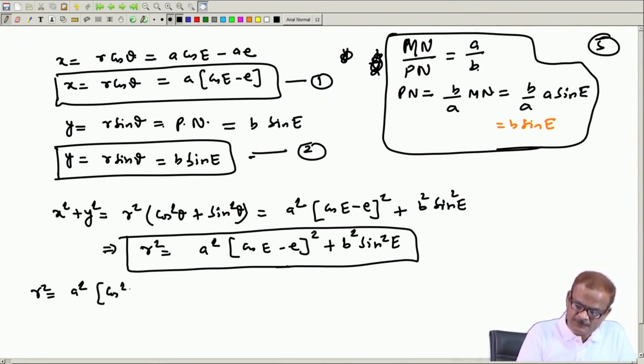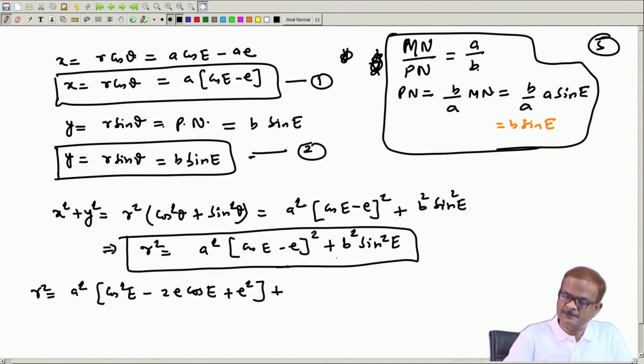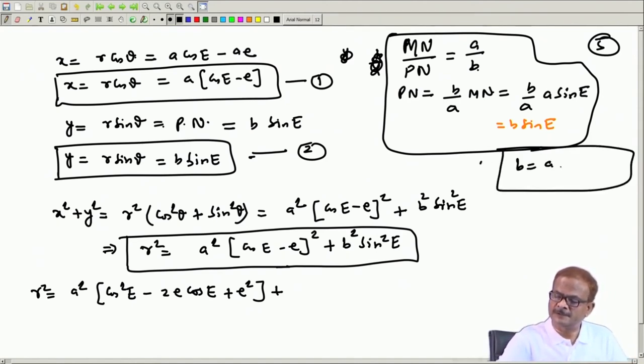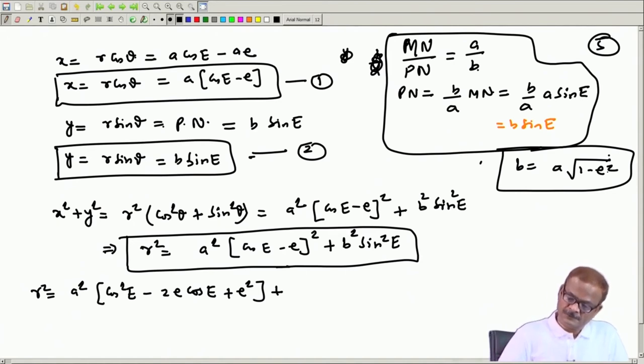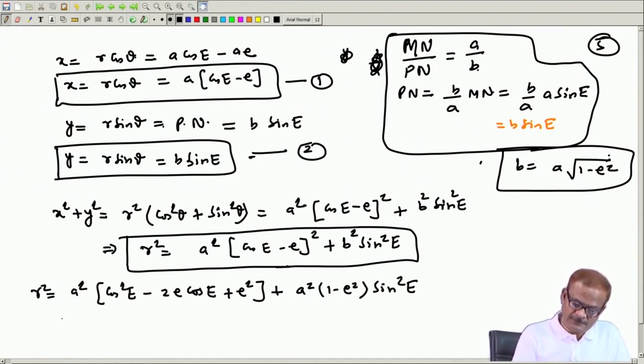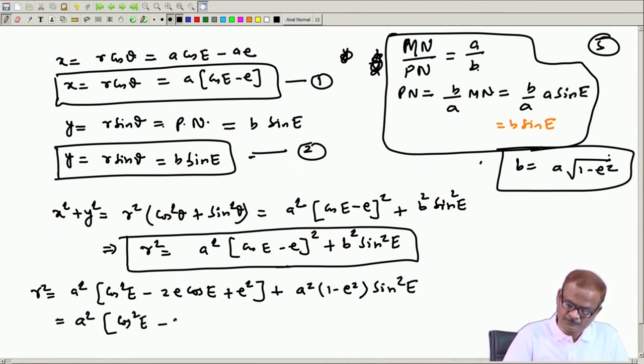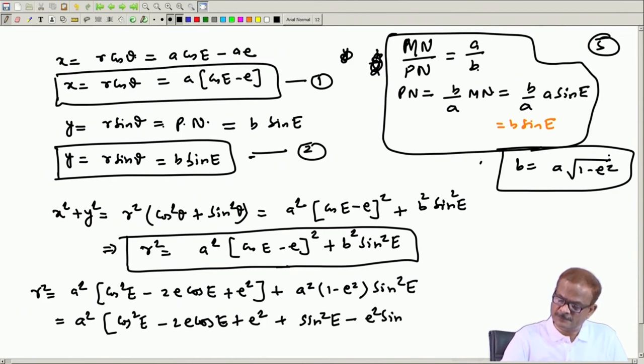So, the next step is to expand them. So, this becomes cos square E minus 2 E cos E plus E square, and B square, because B is written as B equal to A times 1 minus E square under root. Therefore, B square will be A square times 1 minus E square sin square E. So, A square we can take outside and work out the rest. So, this is cos square E minus 2 E cos E plus E square plus sin square E minus E square sin square E.